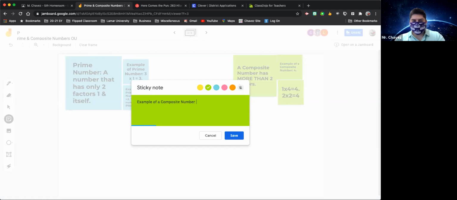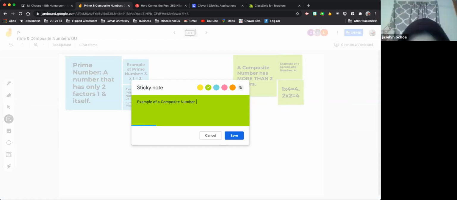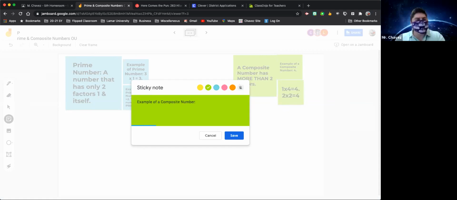What about 16 divided by 4? Excuse me, 16 divided by 4. Well, that's division, yeah. But let's look at the number 16. The number 16 is composite.